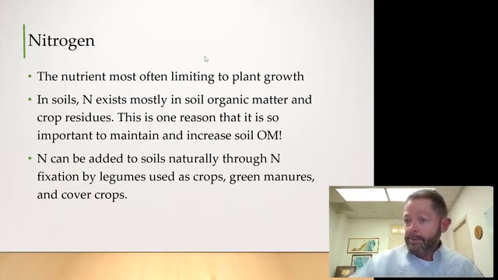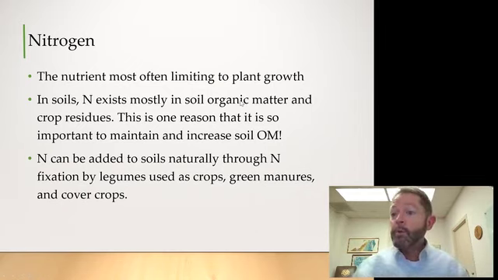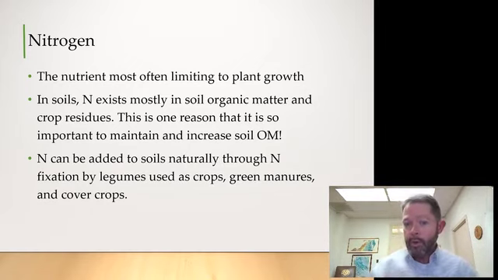So let's talk about just a few of the nutrients. We only have time for a few highlights. The first one we think of, of course, is nitrogen. Nitrogen is the nutrient that's most often limiting to plant growth. In soils, nitrogen exists mostly in soil organic matter and in crop residue, so mostly in organic forms. That's one reason it is so important to maintain and increase soil organic matter.